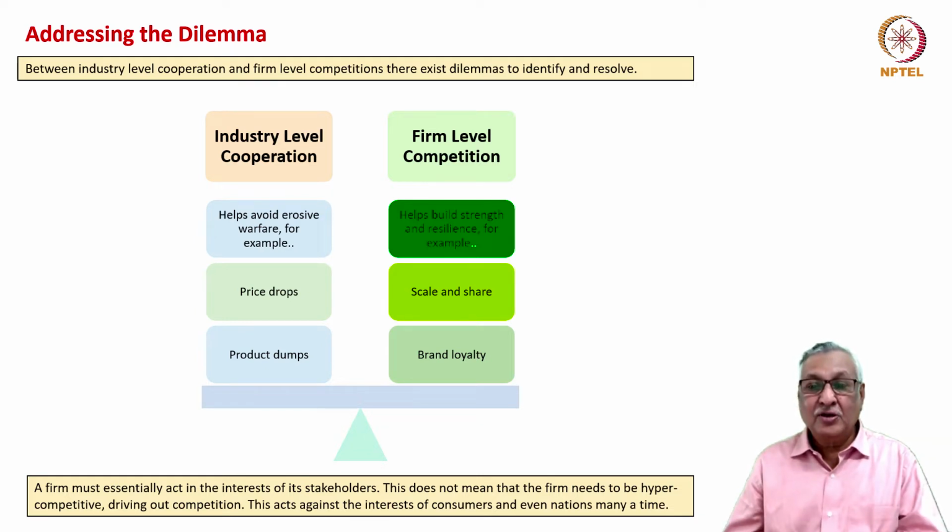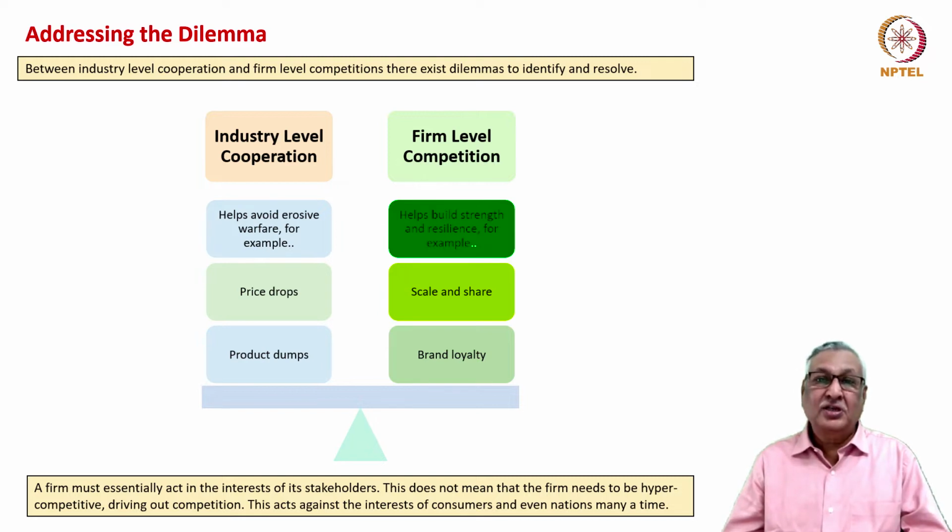When you look at firm level competition, there are some positives going for it, because firm level competition is the basis for customers to be served better. It helps build better strength and resilience if the firm level competition is within reasonable limits. There could be scale and share for those companies which are competent. There would also be brand loyalty. And because firm level competition is high, the industry will have a certain level of entry barrier which allows the existing companies to prosper within the pie that is available.